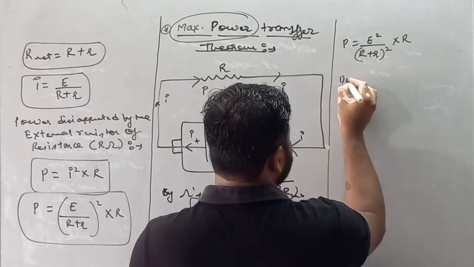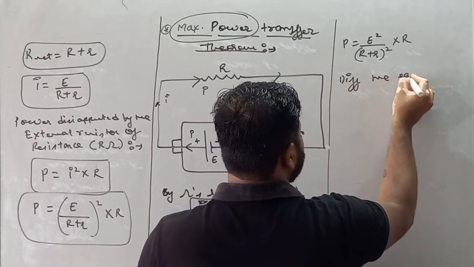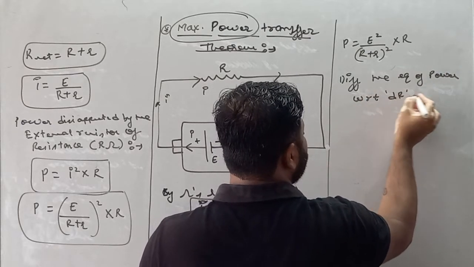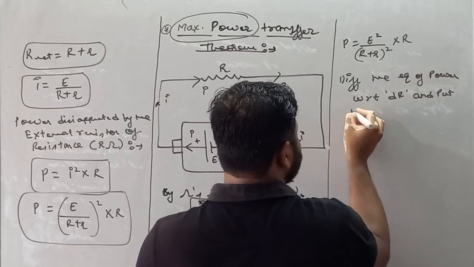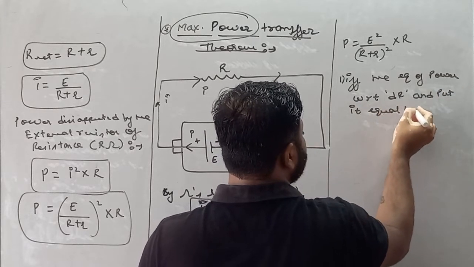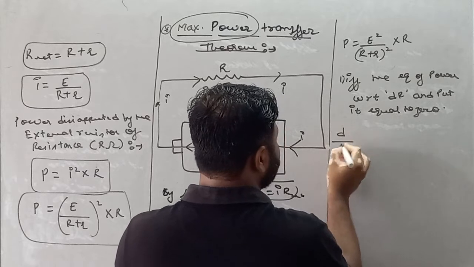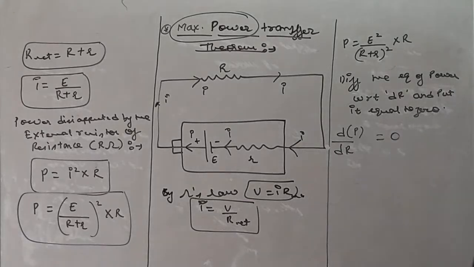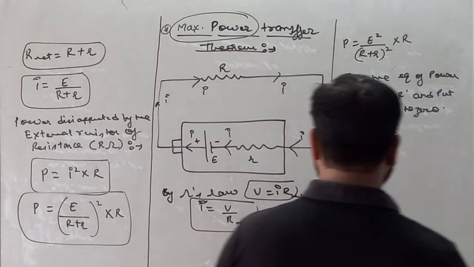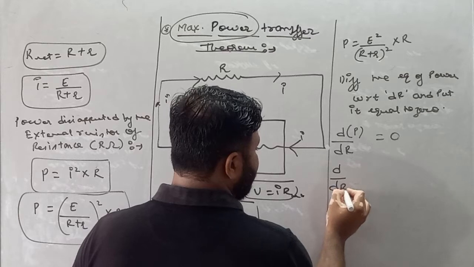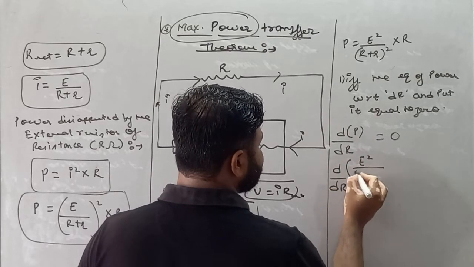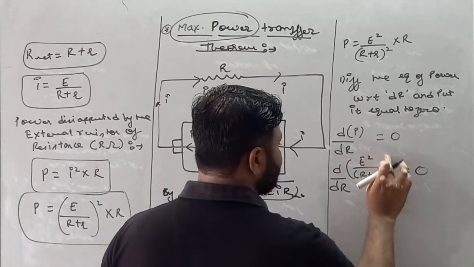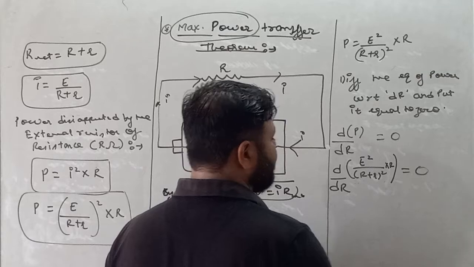So I am writing here, differentiate the equation of power with respect to dR and put it equal to 0. So we have to write dP/dR equal to 0. Now we'll place the value of P. See my dear student, d/dR of E²R/(R+r)², and we put it equal to 0.